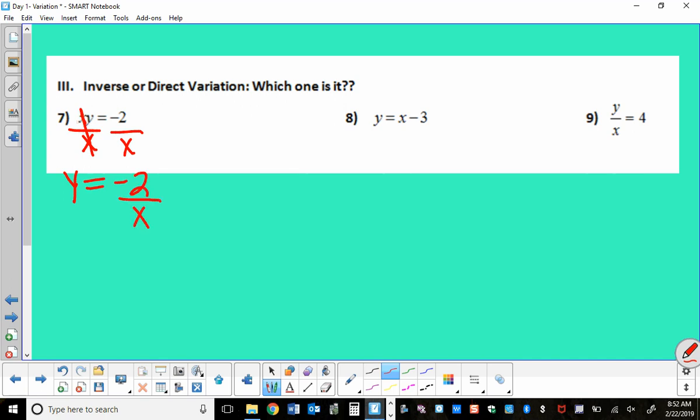Would this be inverse or direct variation? It's inverse because we're dividing. So you would write inverse. You will have something like this on your test.